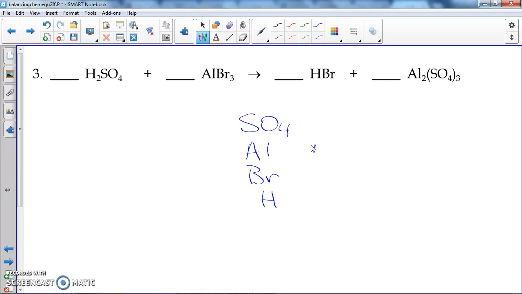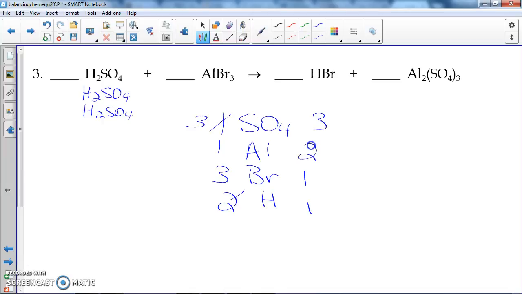So as my list here, I have 1 SO4, 1 aluminum, 3 bromines, 2 hydrogens. Over here I have 3 sulfates, 2 aluminums, 1 bromine, and 1 hydrogen. So we're going to fix the SO4s. We need 3 of them, so we're going to add 1 at a time. Now we have 2 of them, now we have 3 of them. So this goes to 3, but my H goes to, notice here, on our H's, we have 2, 4, 6, so this H goes up to 6.